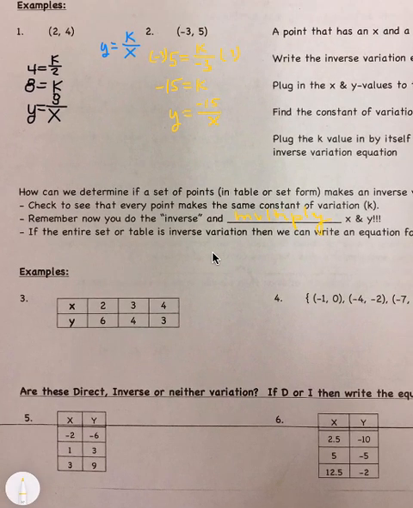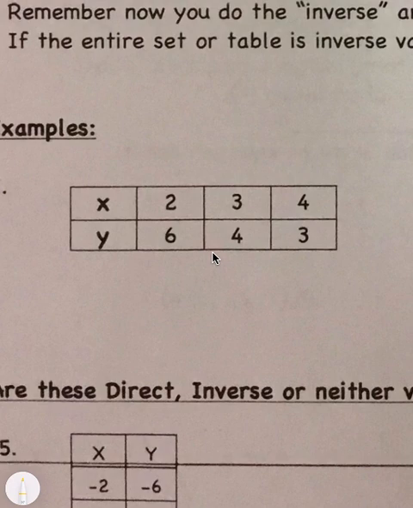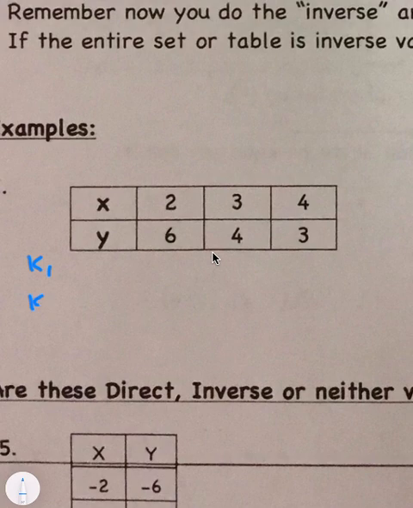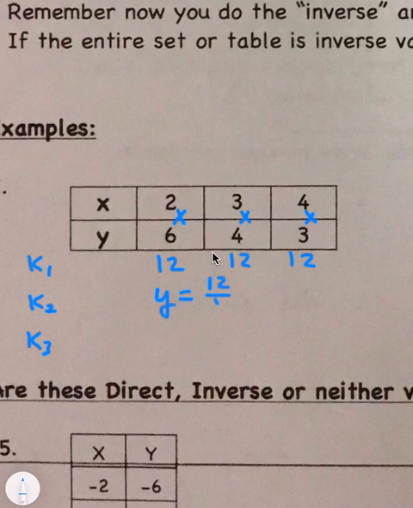Okay, so now with our k values, we have to multiply x and y. So k1, k2, and k3, I could just do this. I can multiply them. So I'm going to get 12, 12, and 12. So my equation is y equals 12 over x. It is an inverse variation.